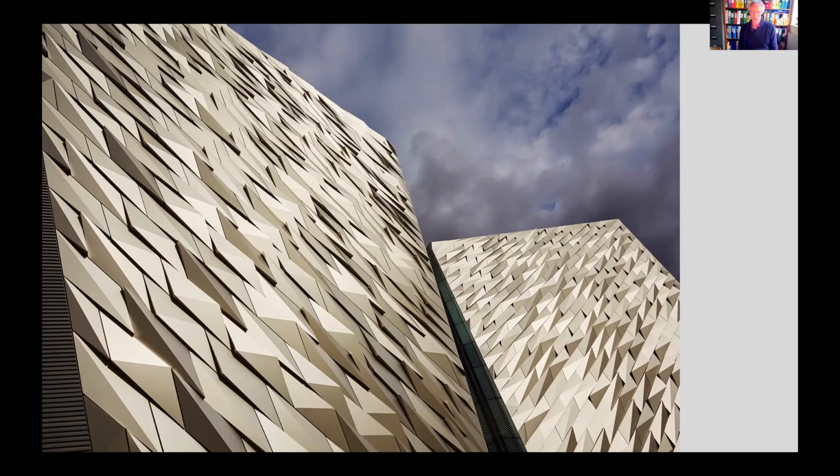Again, quite close in under the wall with a wide angle lens shooting upwards at the sky, and just really concentrating on those patterns in the face of the building.